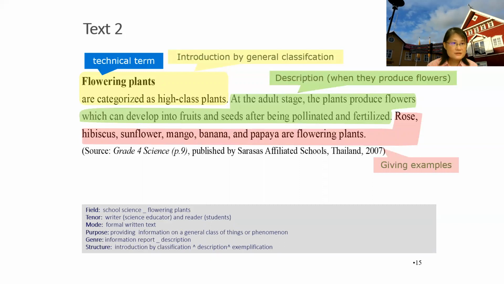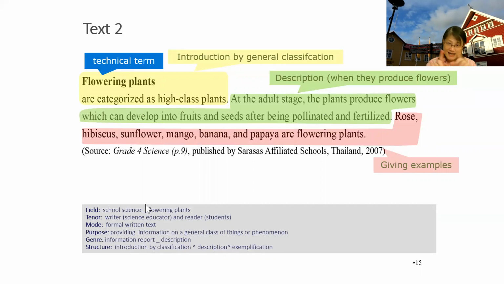It's an information report. The purpose is to inform you, to describe the flowering plants, this topic, to you. The structure is introduction of this topic by classifying this topic, followed by a description, and the description is followed by examples. Okay, so it goes through predictable stages. You can expect an information report.